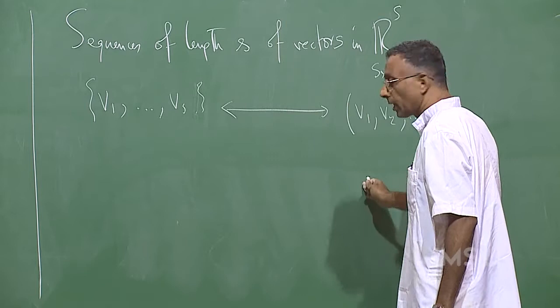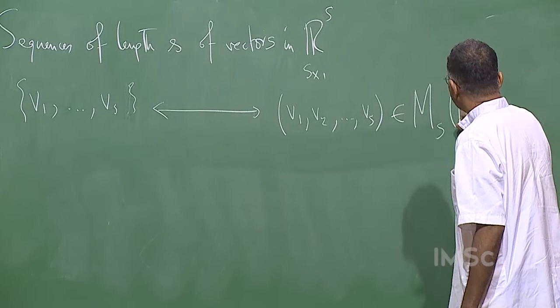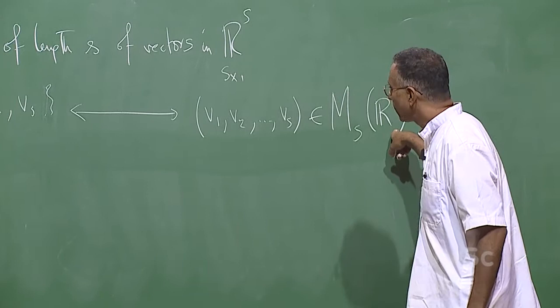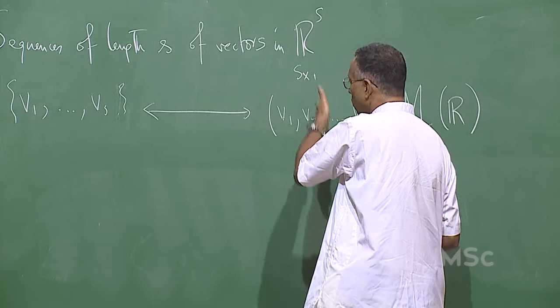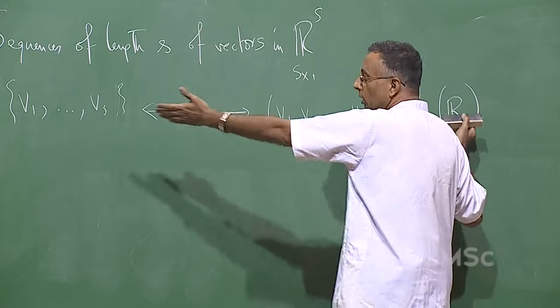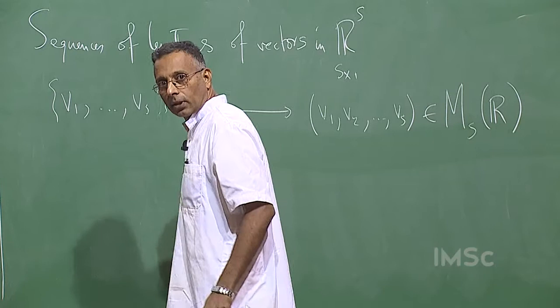So I'll write MSR to mean all S cross S matrices with real entries. If given a matrix, I can think of the columns as the sequence. Given the sequence, I can put them as columns and get the matrix. So this is a one-to-one correspondence, right? Okay. But now we'll refine this.